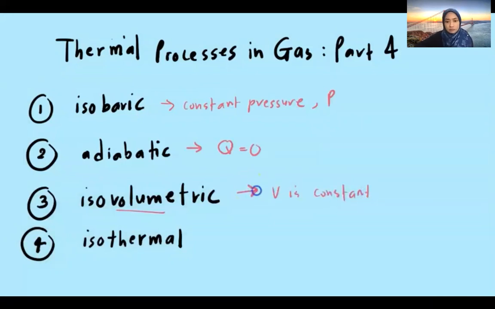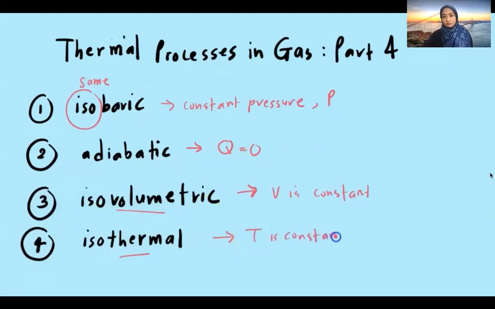So V is constant here. And isothermal, okay, in isothermal, the temperature does not change. Okay, so we talked about isobaric, isovolumetric, isothermal. What on earth is iso? Iso means same. Same pressure, isobaric. Same volume, isovolumetric. Isothermal, can you guess? Same temperature, or T is constant.